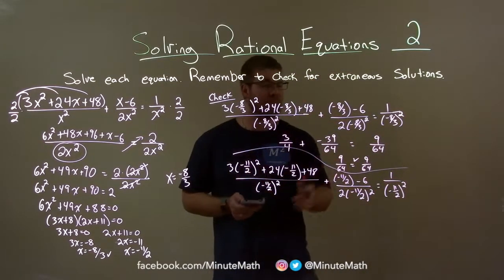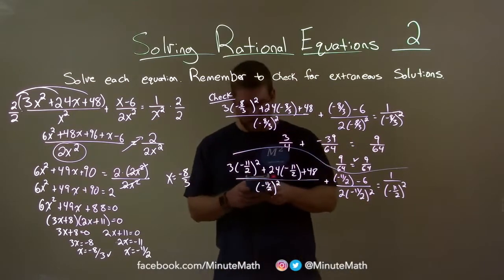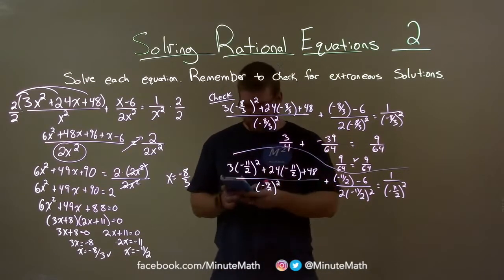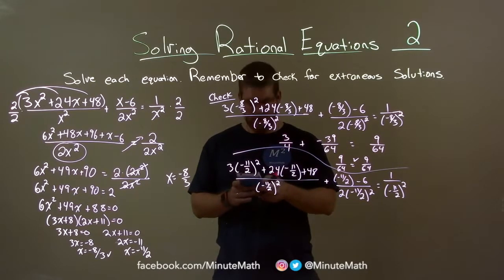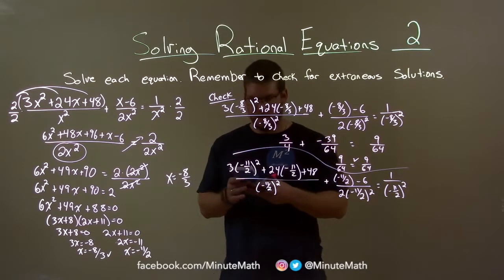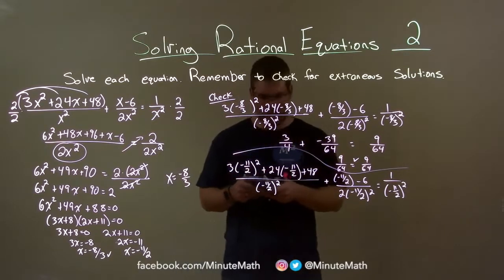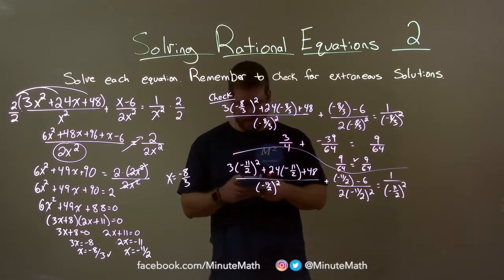So let's see if the left and right hand sides are equal again. This part here, let's do it once: 3 times negative 11/2 squared plus 24 times negative 11/2 plus 48. And that is 6.75. And then we're dividing that by negative 11/2 squared.